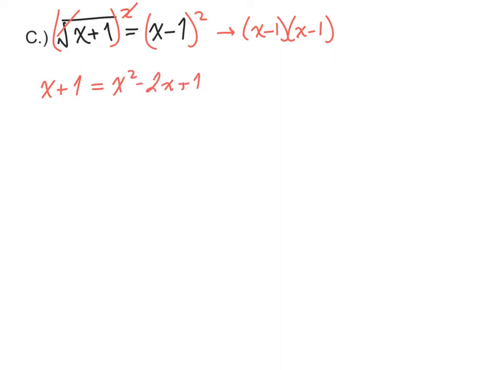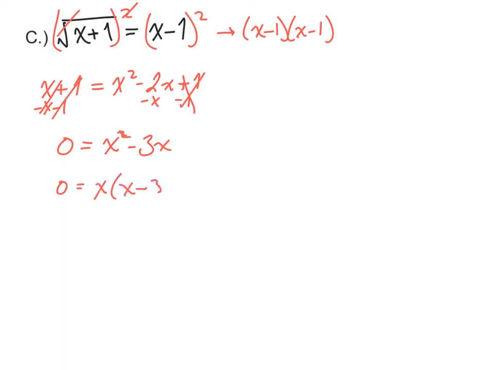Once again, we have a quadratic, so we want to get equal 0. That means I'm going to subtract x and subtract 1, so subtract x and subtract 1. 0 is equal to x squared minus 3x, and then these two cancel. Since it's quadratic, we want to factor it. I'm going to factor out an x. I'm left with x minus 3. So my two solutions are x equals 0 and x equals 3.